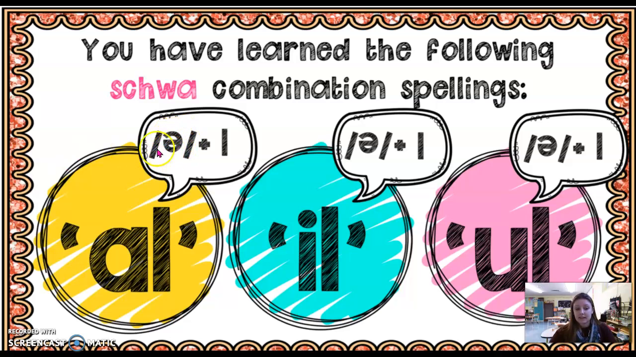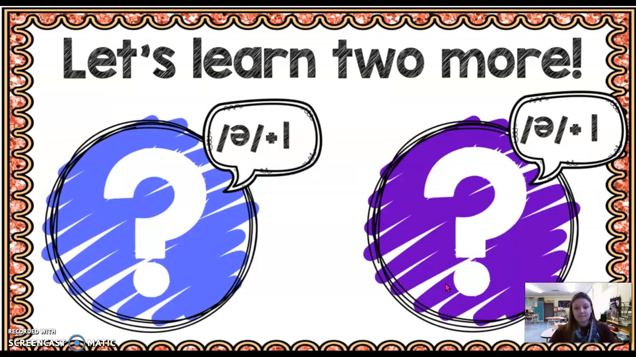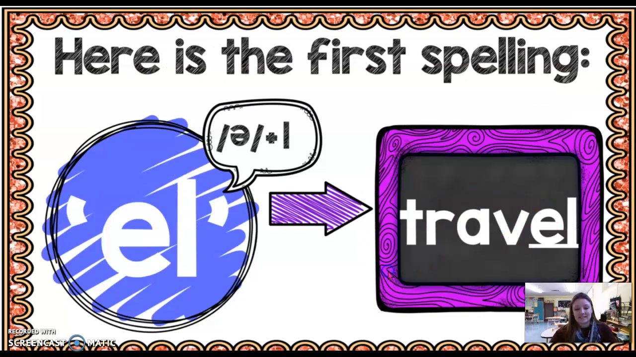Remember, this upside down E represents the schwa sound. I want you to make the schwa sound for me. Good. We had those spelling spoilers that said schwa and L make the sound ul. But there's three different ways that we can spell the sound ul. We've learned AL, IL, and UL, and they all represent the ul sound. We're going to learn two more ways to spell the ul sound today.